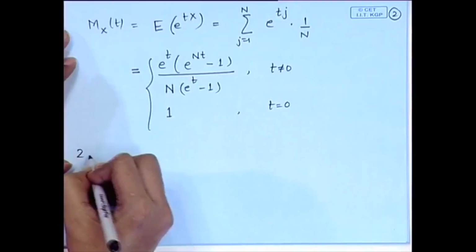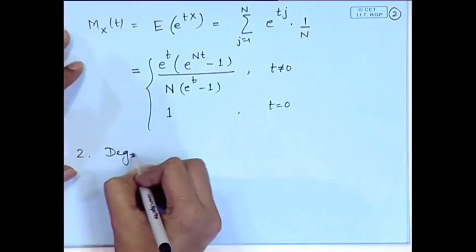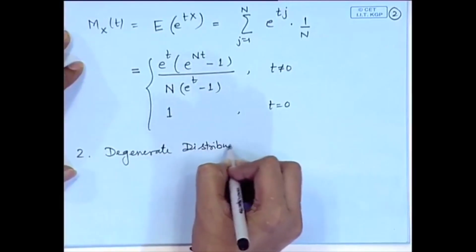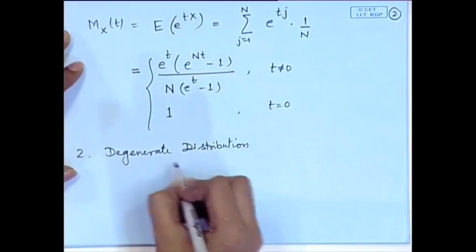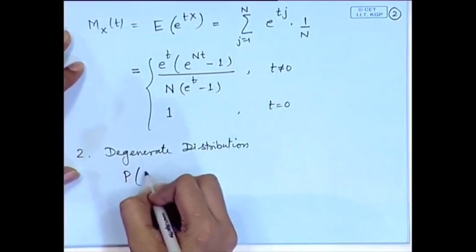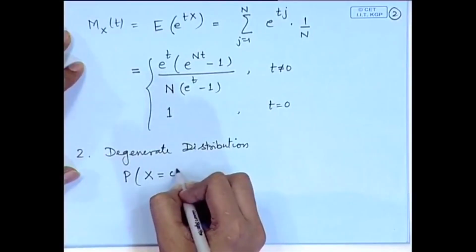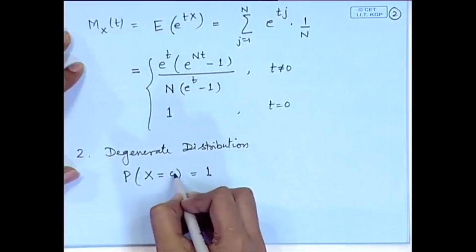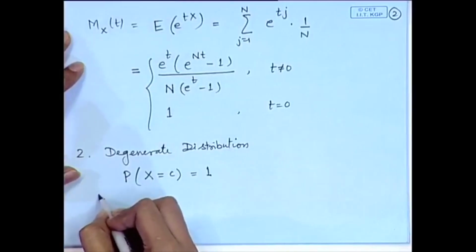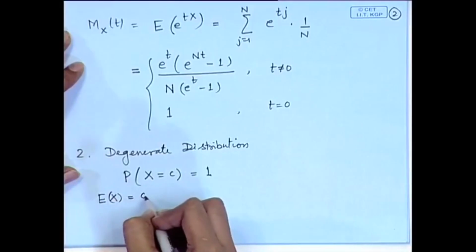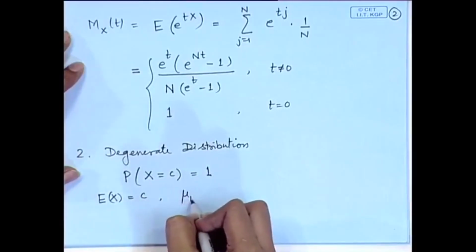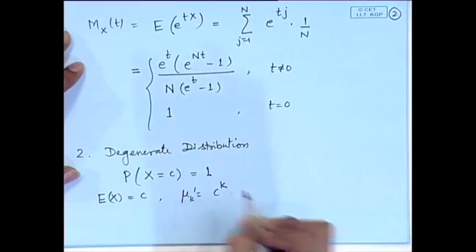Another trivial kind of distribution is the degenerate distribution. The degenerate distribution arises when we are sure about a particular event to occur. So, probability x is equal to c is equal to 1. That means the random variable takes only one value with probability 1. Therefore, expectation will be c, and moment of any particular order can also be calculated. For example, mu k prime will be equal to c to the power k.